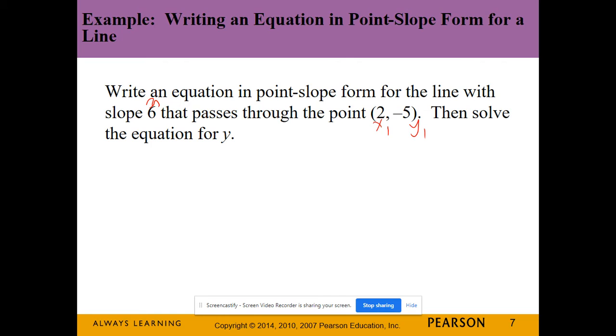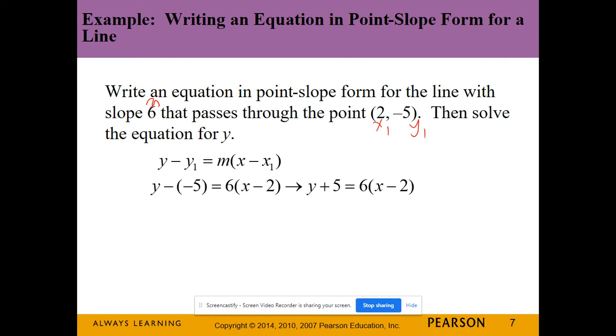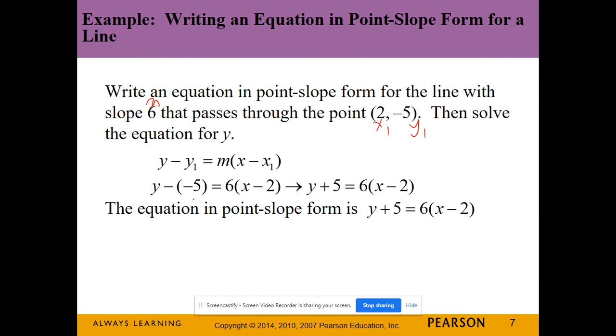And then you have your ordered pair, 2, -5, which is x1 and y1. So again, using the formula we just talked about in the last slide, we're substituting -5 in for y1, 6 in for m, 2 in for x1. And you end up with y plus 5 is equal to 6 times x minus 2. That is the equation of the line in point-slope form.